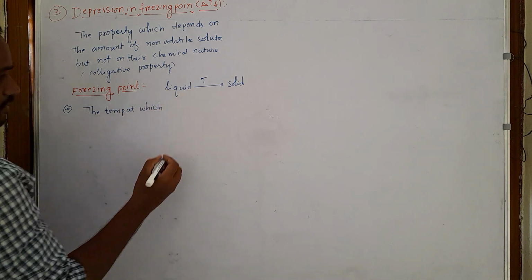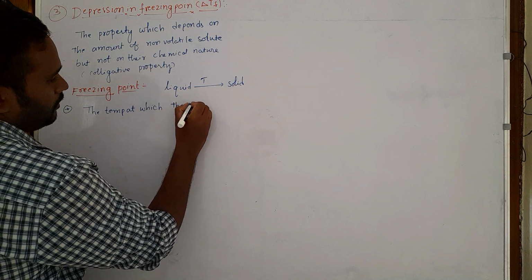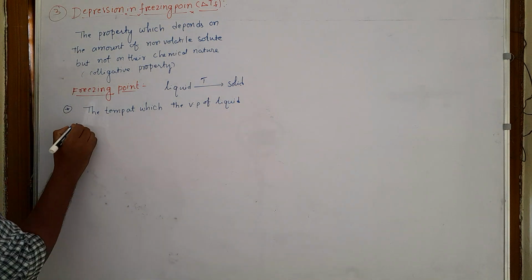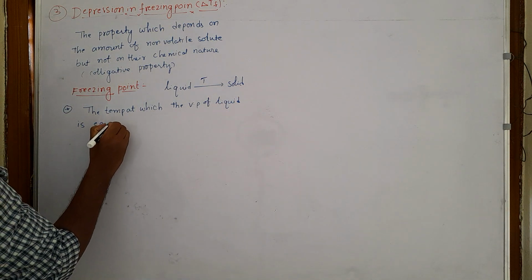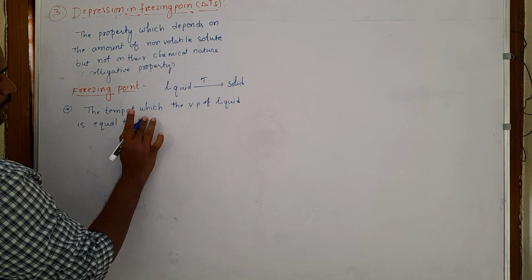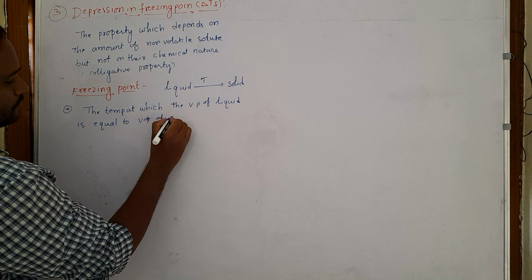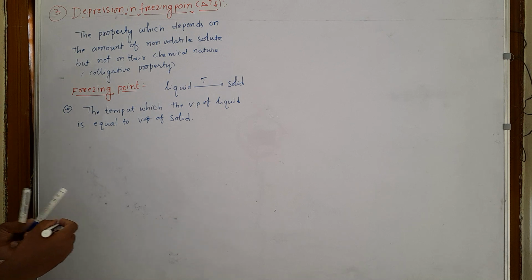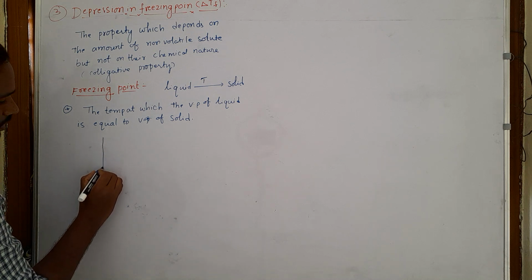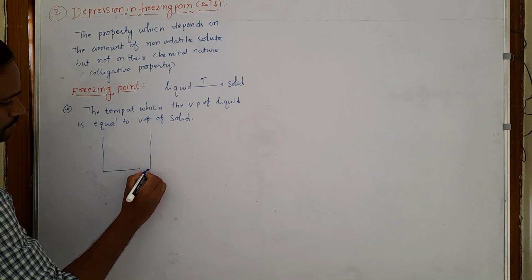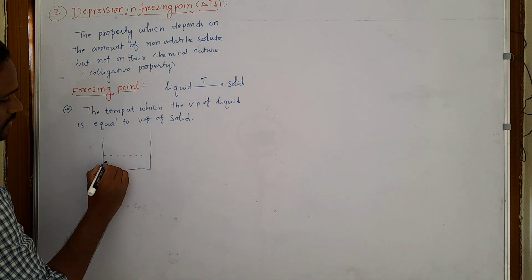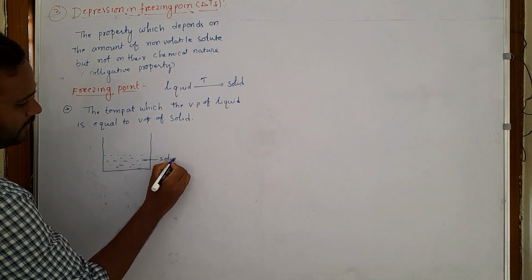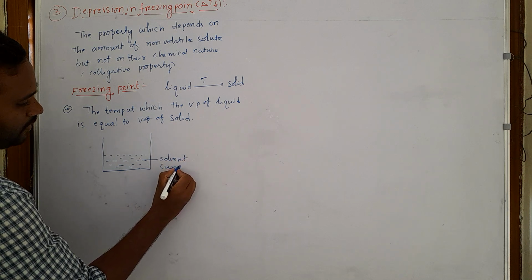It can be defined generally as the temperature at which the vapor pressure of the liquid is equal to the vapor pressure of the solid. That is called freezing point. For example, in the case of water, here I am taking water, it is a pure liquid, so the solvent here is only water.